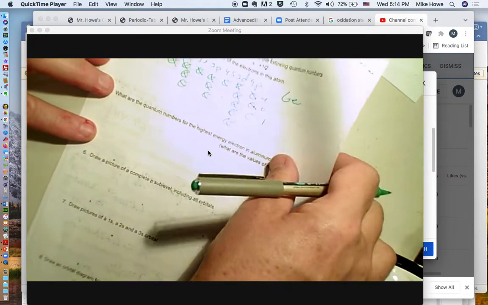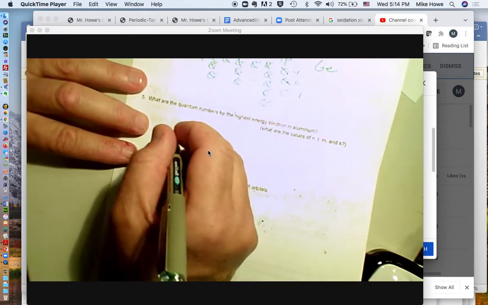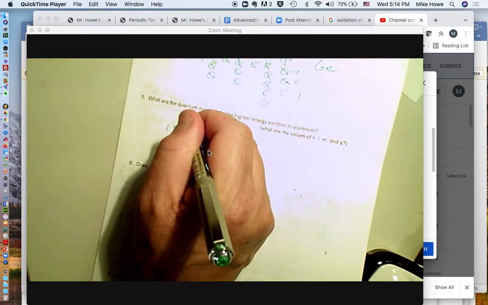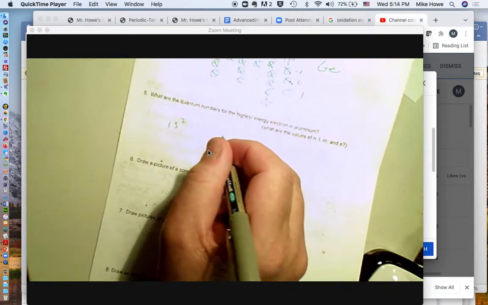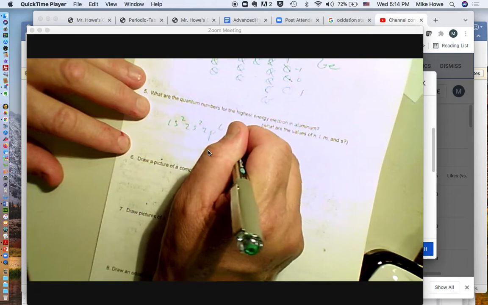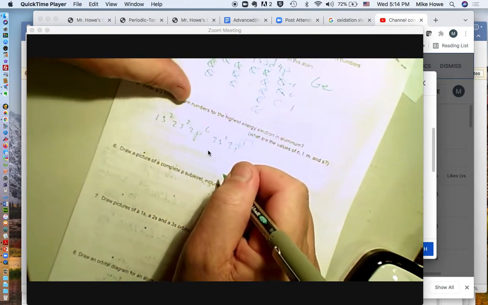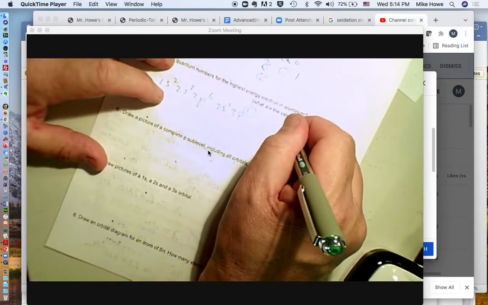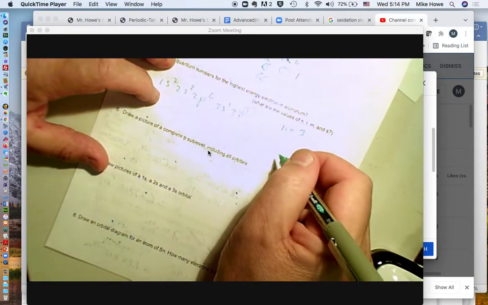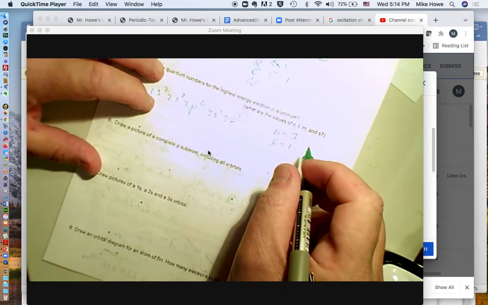The next one: the quantum numbers for the highest energy electron in aluminum. So aluminum has 13 electrons. We know that right here: 1s2, 2s2, 2p6, 3s2, 3p1. We want to know the quantum numbers for that electron. So we know that n equals 3 because it's on the third floor. It's a p sublevel, so l equals 1 based on what we said in the earlier parts of this video.